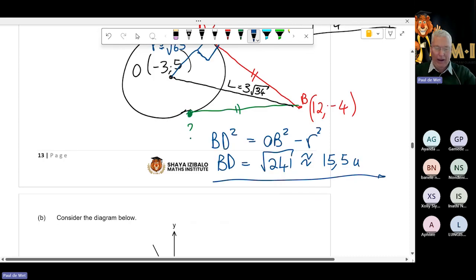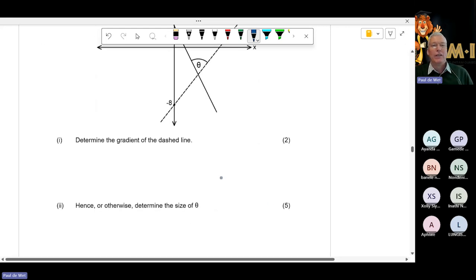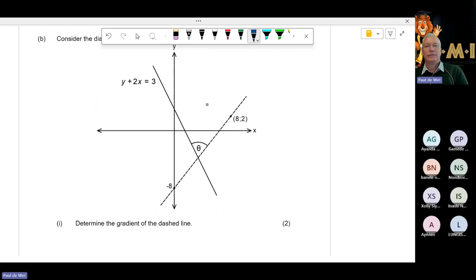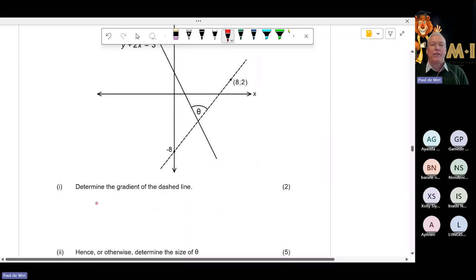I'm looking now. Okay, there's a cool question. This is a really interesting question. Find this angle theta. Okay, the first part's easy. Let's just do the first part together.